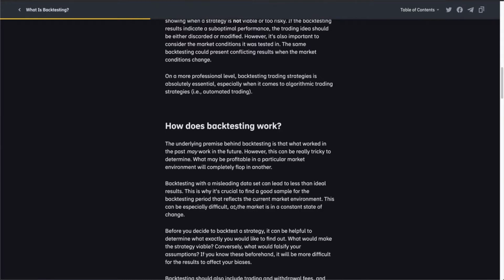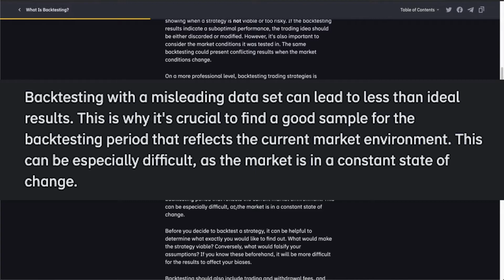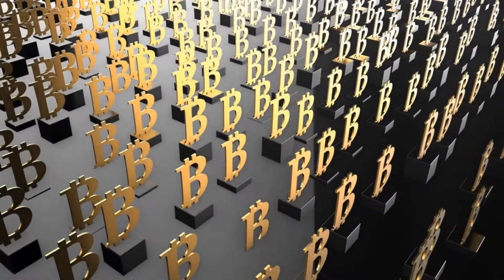Well, the underlying premise behind backtesting is that what worked in the past may not work in the future. However, this can be really tricky to determine, and what may be profitable in a particular market environment will completely flop in another. Now, backtesting with misleading data can lead to less than ideal results. This is why it's crucial to find a good sample for the backtesting period that reflects the current market environment. This can be especially difficult as the market is in a constant state of change.